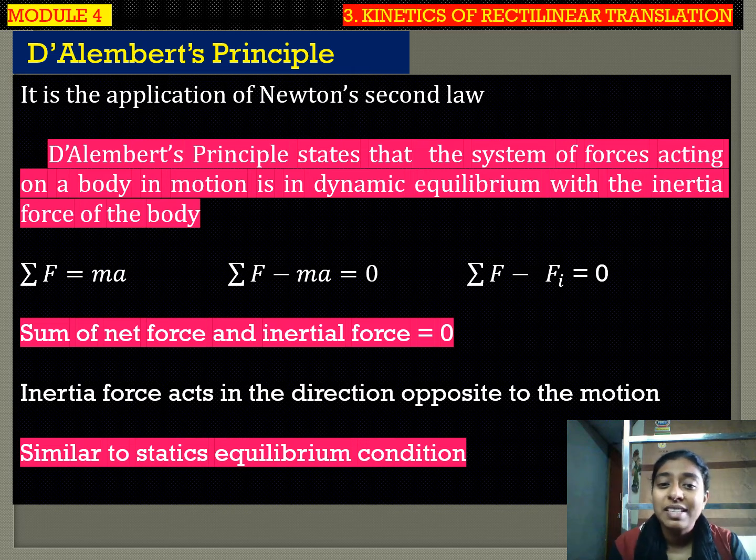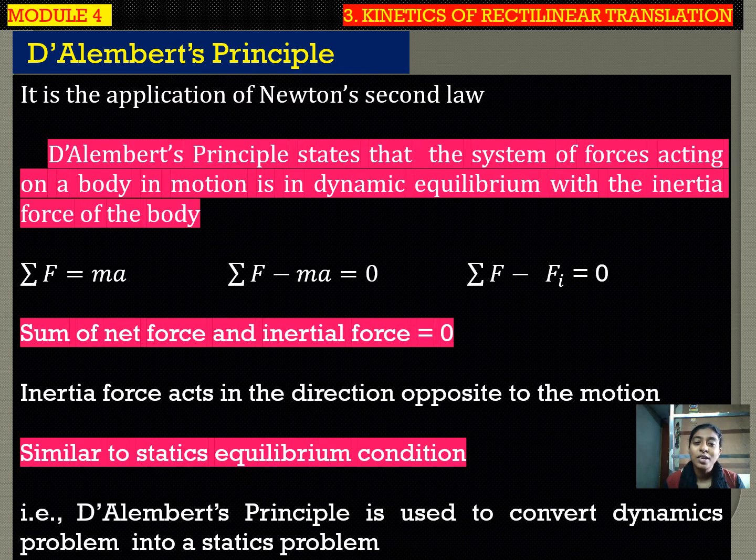And similar to statics equilibrium conditions. Now, by applying this equation, our dynamic problem becomes a static problem. Our dynamic condition is converted to a static condition. So, once we have arrived at the equivalent static condition, we can easily solve the problem by resolving the forces in horizontal and vertical directions. Now, D'Alembert's principle is used to convert the dynamic problem into a static problem.